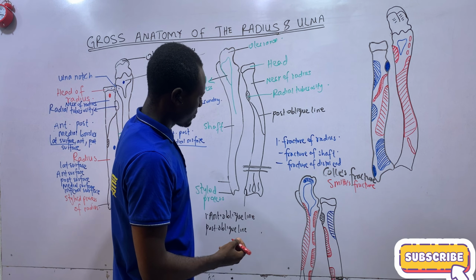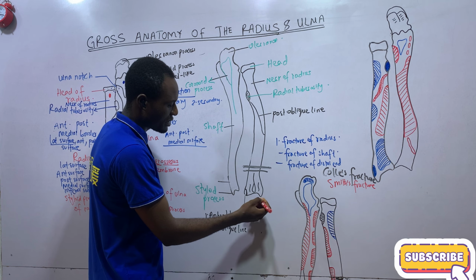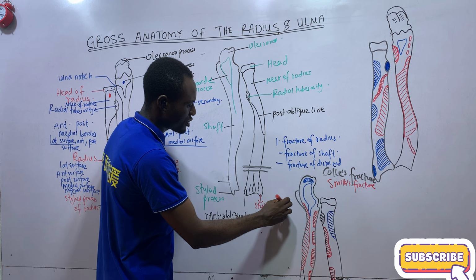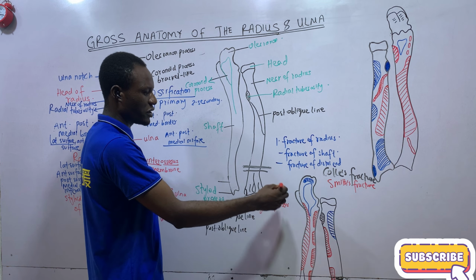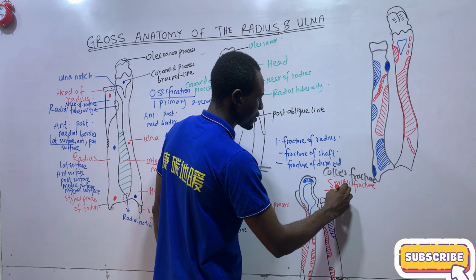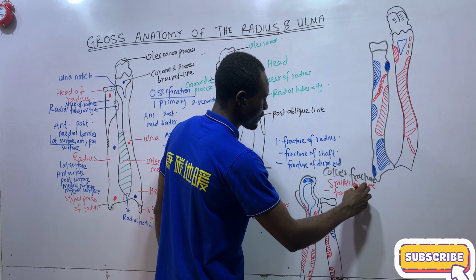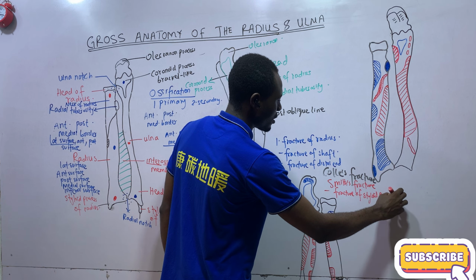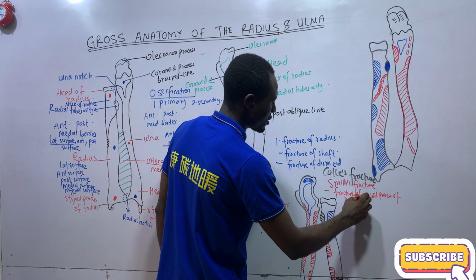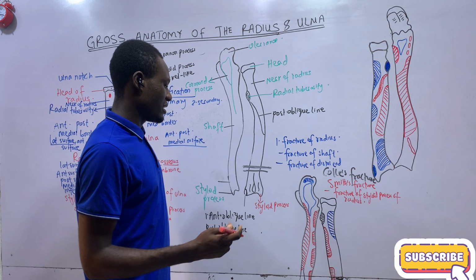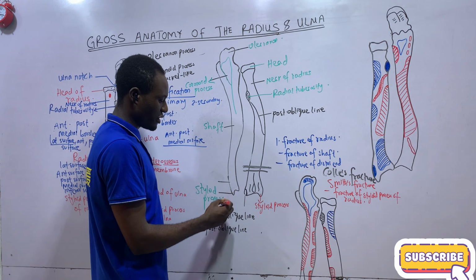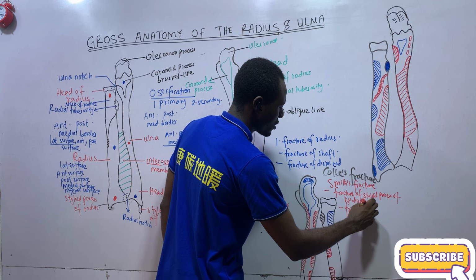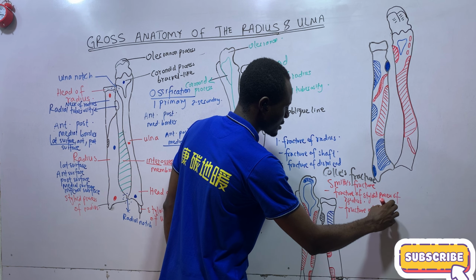So these projections right here, called the styloid processes, can also fracture. Fracture of the styloid process of the radius is another. And then another we have is the fracture of the styloid process of the ulna. It can also fracture.